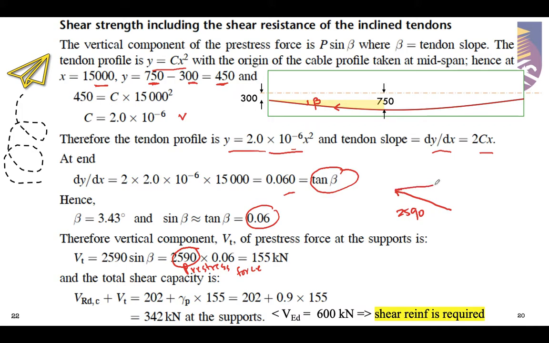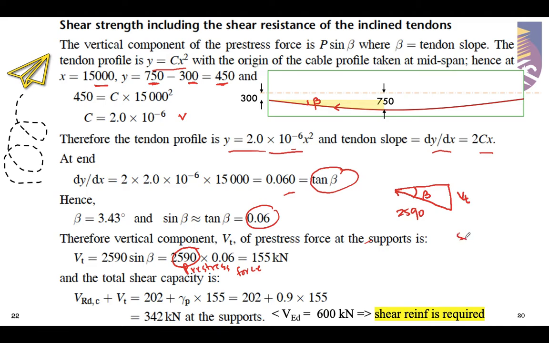So what we wanted to determine is this vertical component. With the beta value of 3.43, we can calculate the value of Vt. Since sine beta is almost equal to tangent beta, we can rearrange the equation to be like this, replacing this value of 2590. Therefore we get this value Vt is equal to 155 kilonewton.